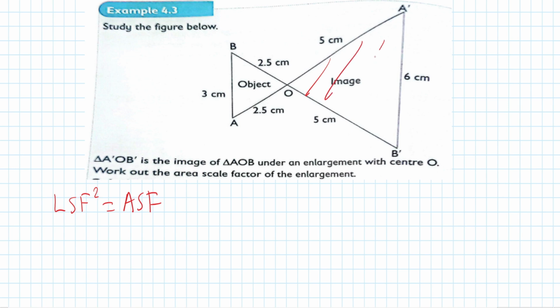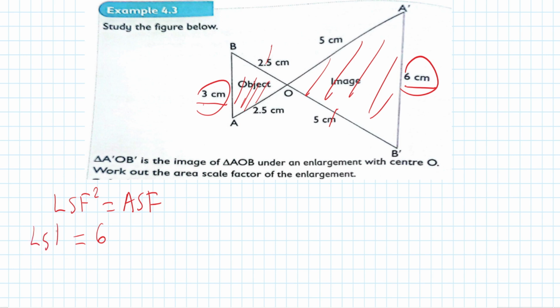Now this one is similar to this one. Just inside, like this 6 centimeter, its similar side is 3. Like this is 2.5, its similar side is 5 centimeter, and that way. So for now, let's take 6 and 3. So the distance of the larger one, which is 6, will give you linear scale factor. So 6 divided by 3 is going to give you 2.